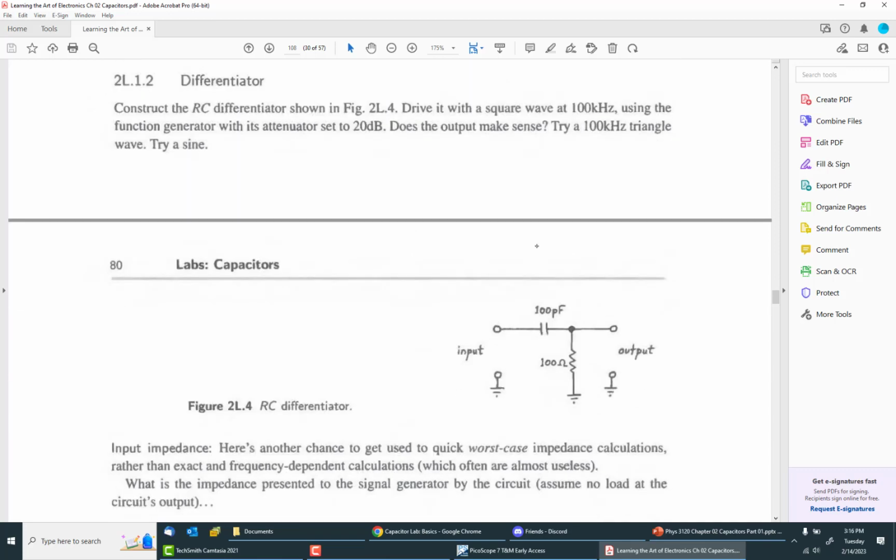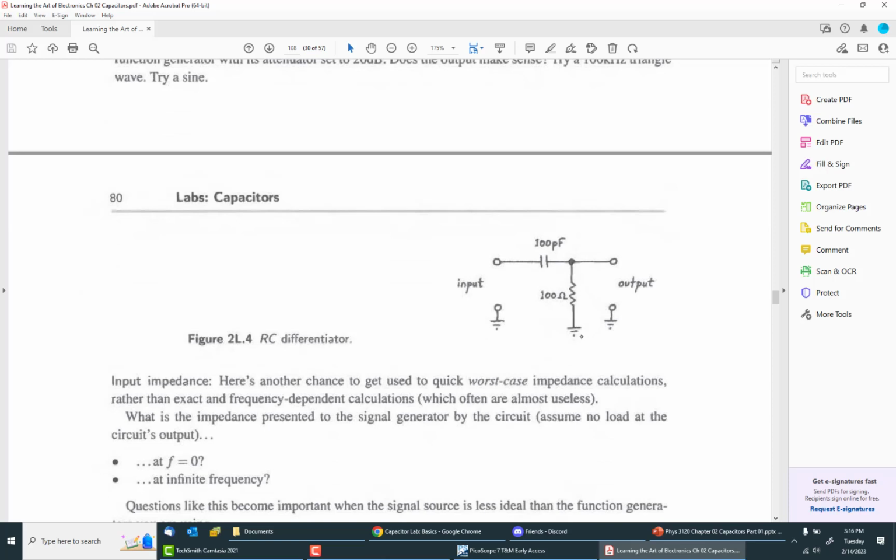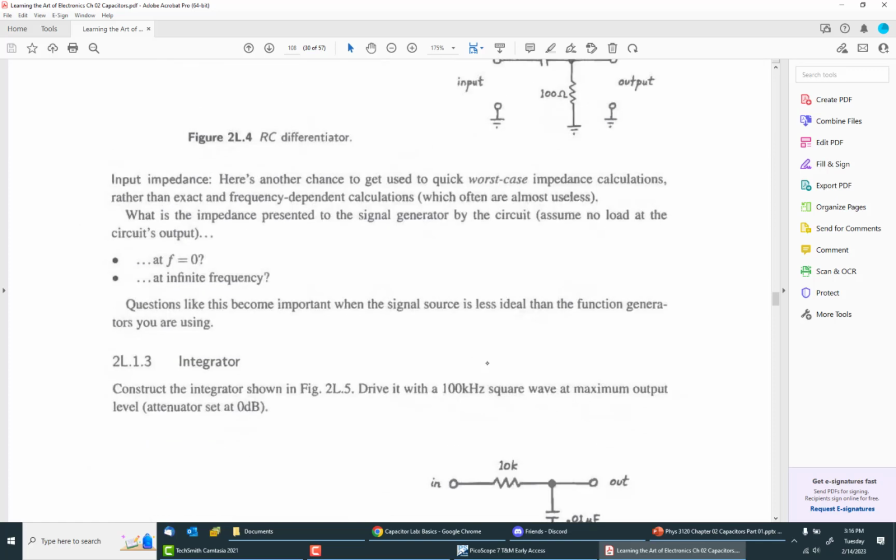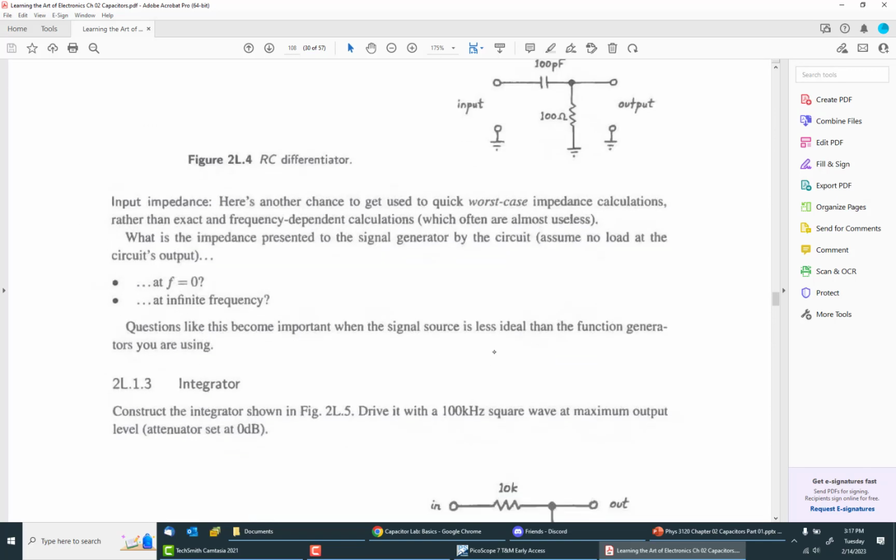And then the next step is this differentiator. They give you the parameters. What you're going to find is that these things, as he says in the notes, don't always work. They don't work at all frequencies. But for now, I just want you to write down what you observe. And then on Thursday, I'll go back over the explanation that he has in there.